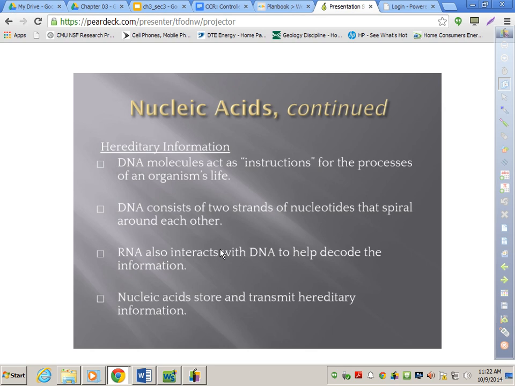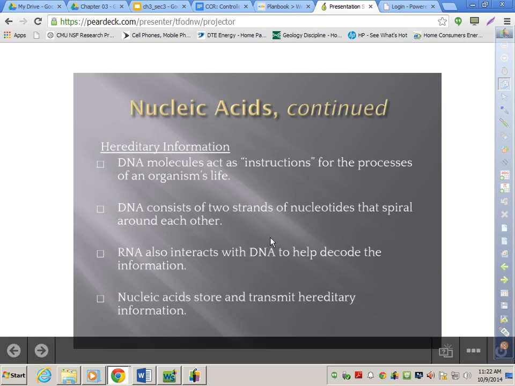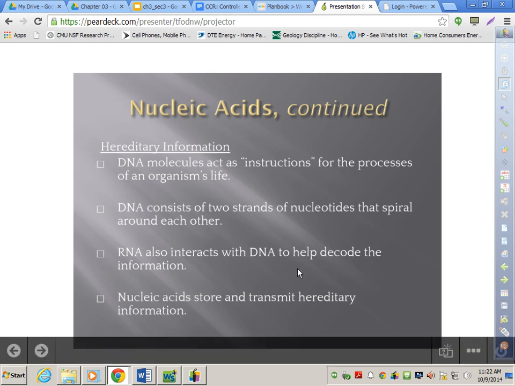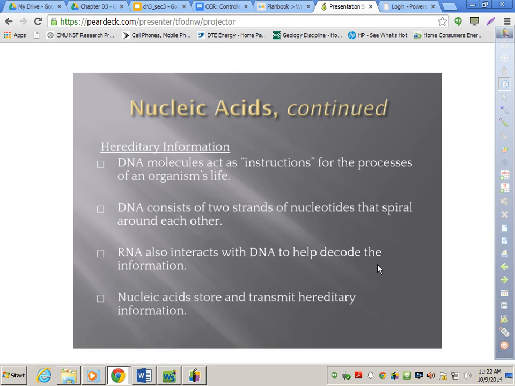So DNA consists of two strands of nucleotides that spiral around each other, and RNA also interacts with DNA to help decode the information. How? We copy DNA onto RNA. We talked about that. And then nucleic acids, they store and transmit hereditary information. So DNA transmits its message to RNA. RNA takes that message to the ribosome, and then you make a protein. And then I get brown eyes.